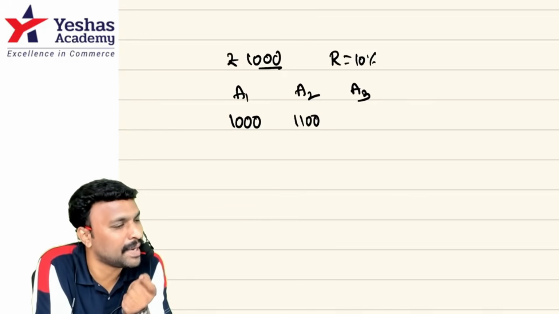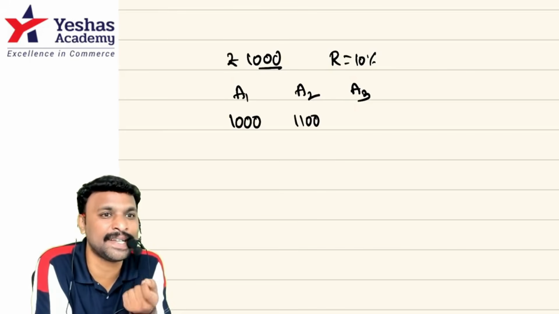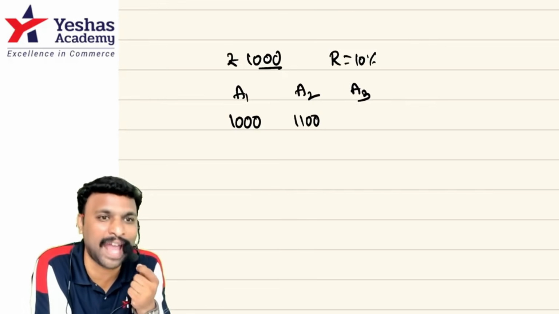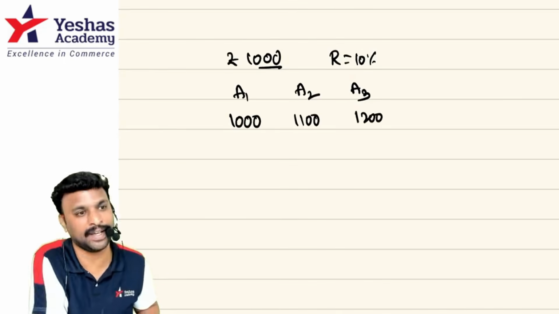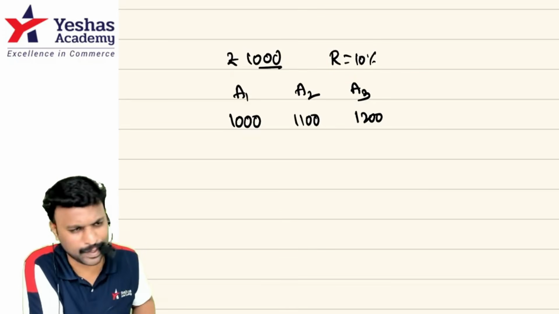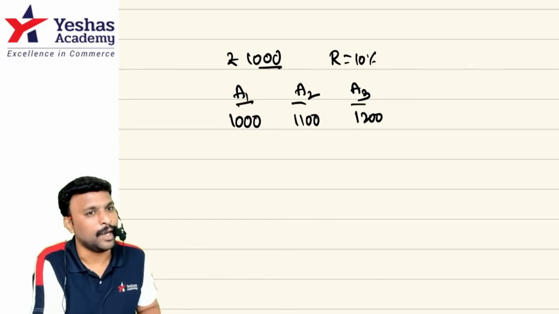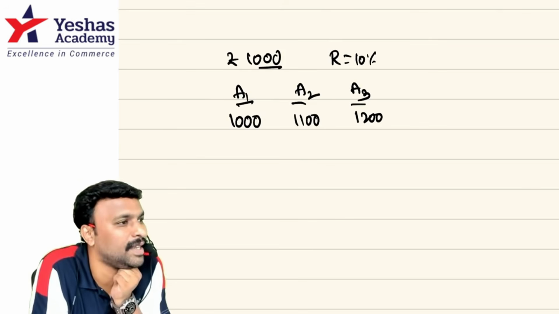Interest for every year in case of simple interest remains the same or different? Same. Why same? Principal is same. Had it been compound interest, interest for each year will be different. Why? Principal changes at every compounding. So what is the amount at the end of third year? Sorry, the second year, 1200. So guys, look at these amounts. Don't you find a common difference between the amounts?